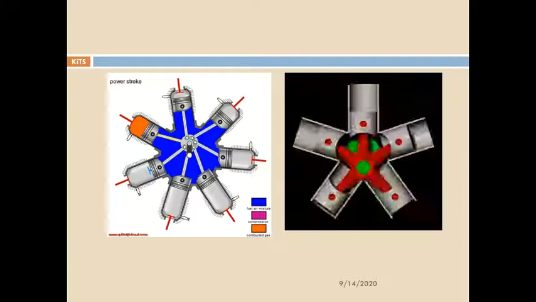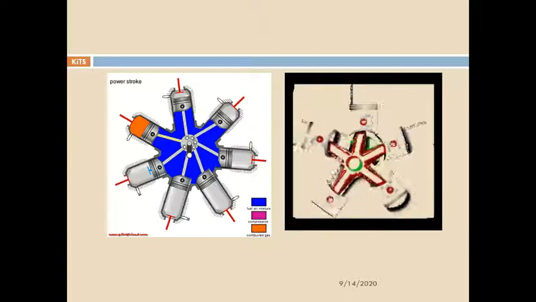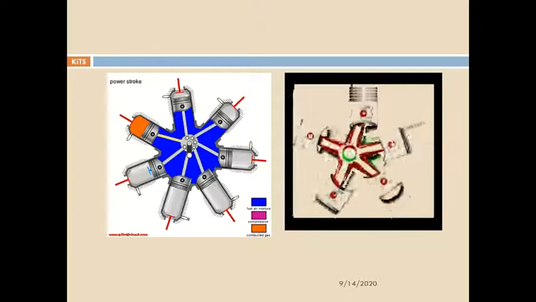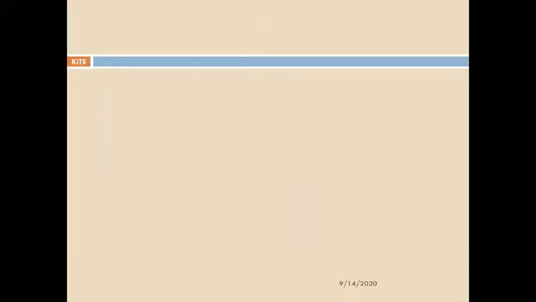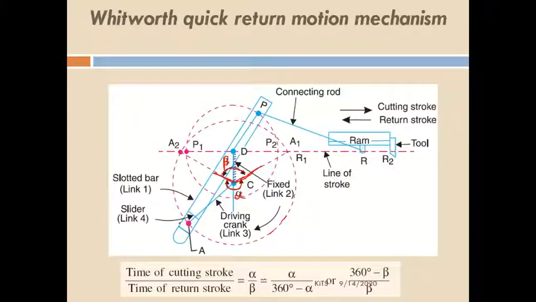In this animation you could see how this rotary engine is working. This diagram is very important. During the examination you have to draw this diagram and write the working principle. Then at the end you have to write this formula: time of cutting stroke by time of return stroke equals cutting stroke angle by return stroke angle, since the times are directly proportional to the angles.